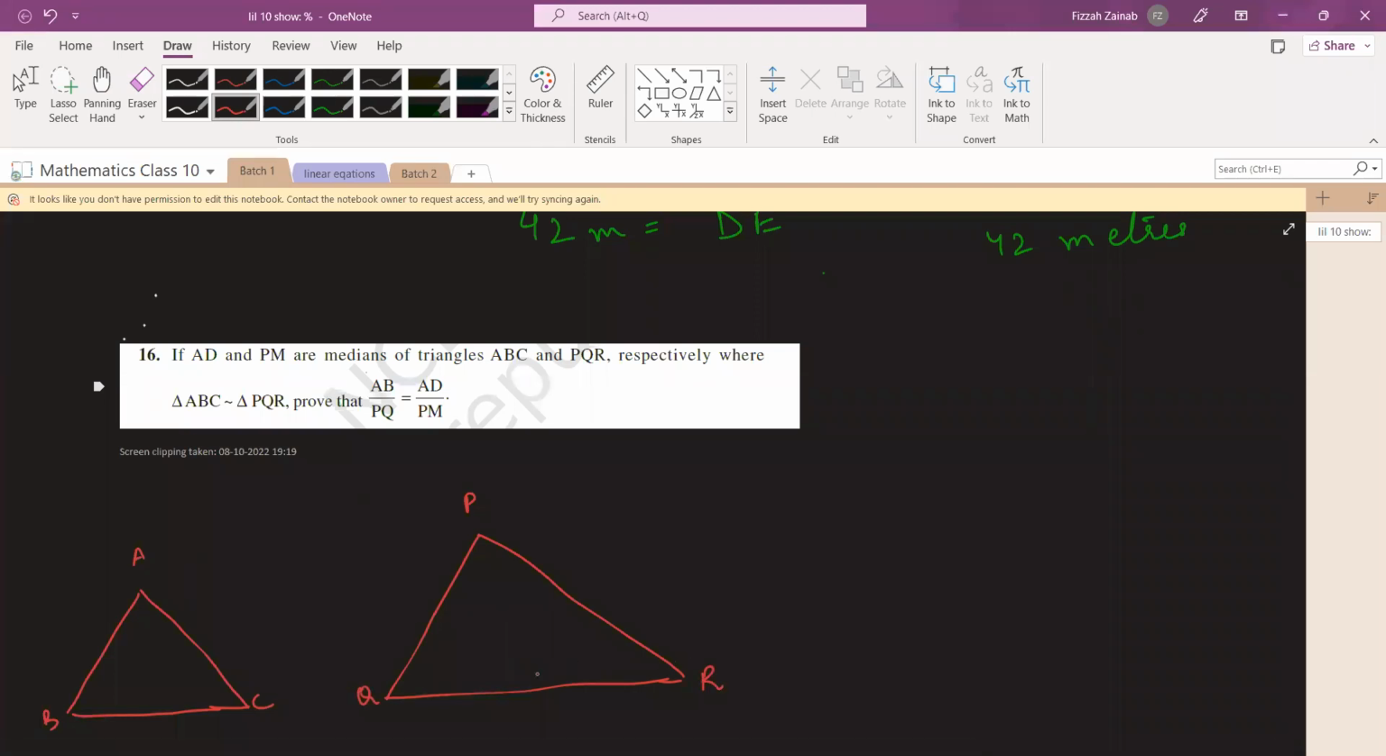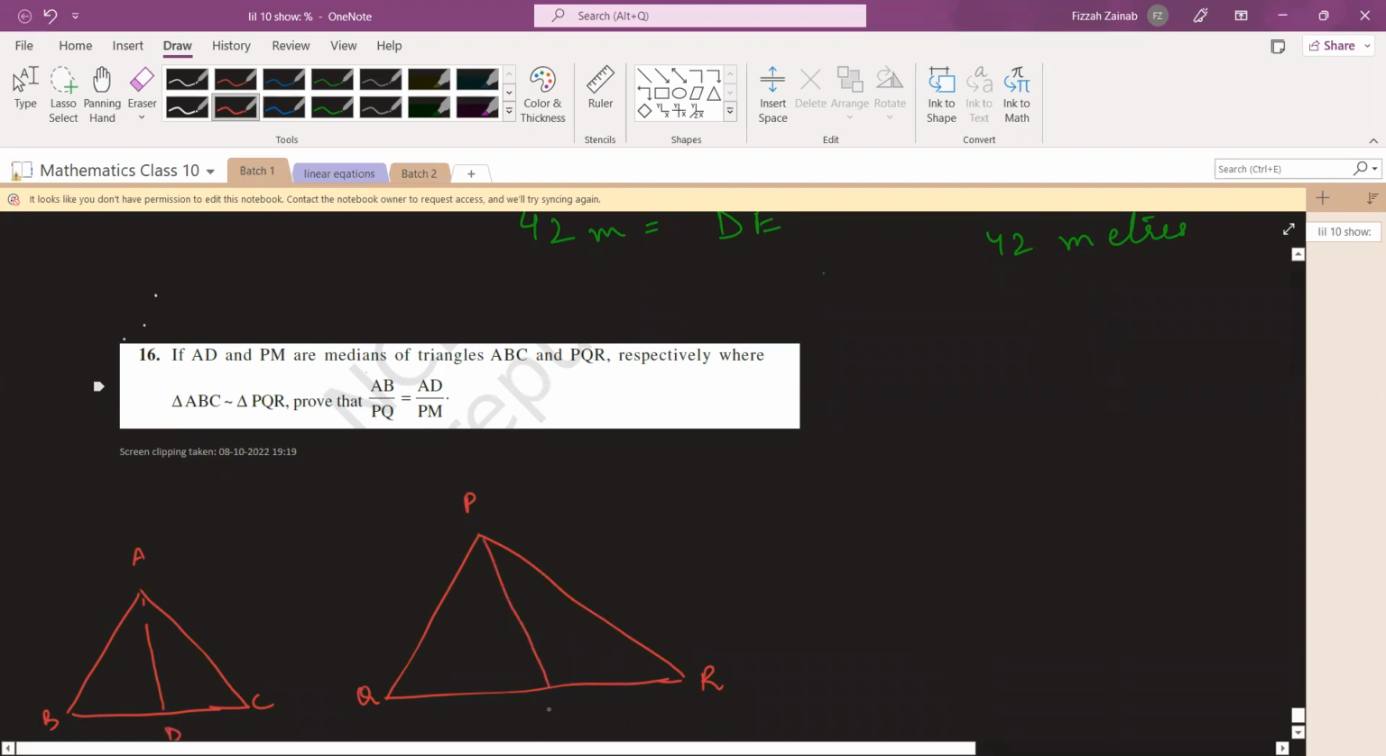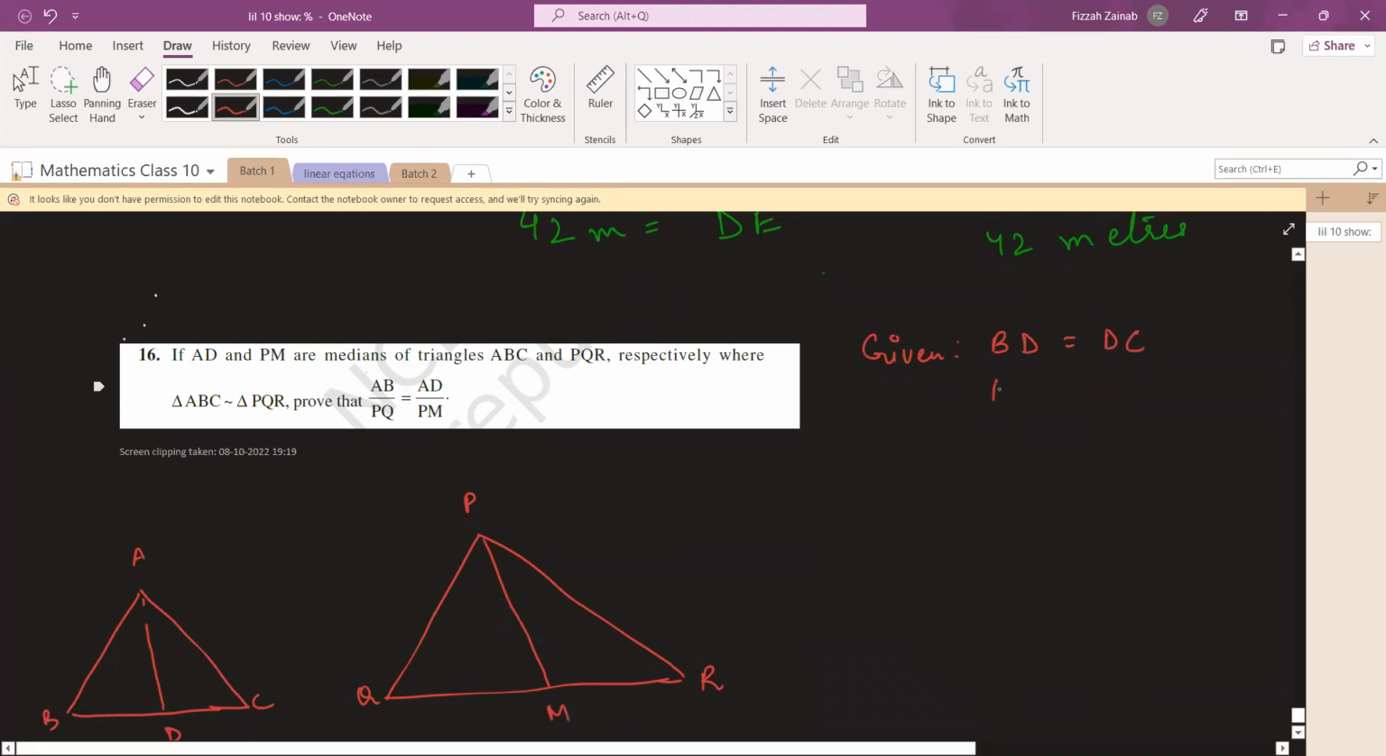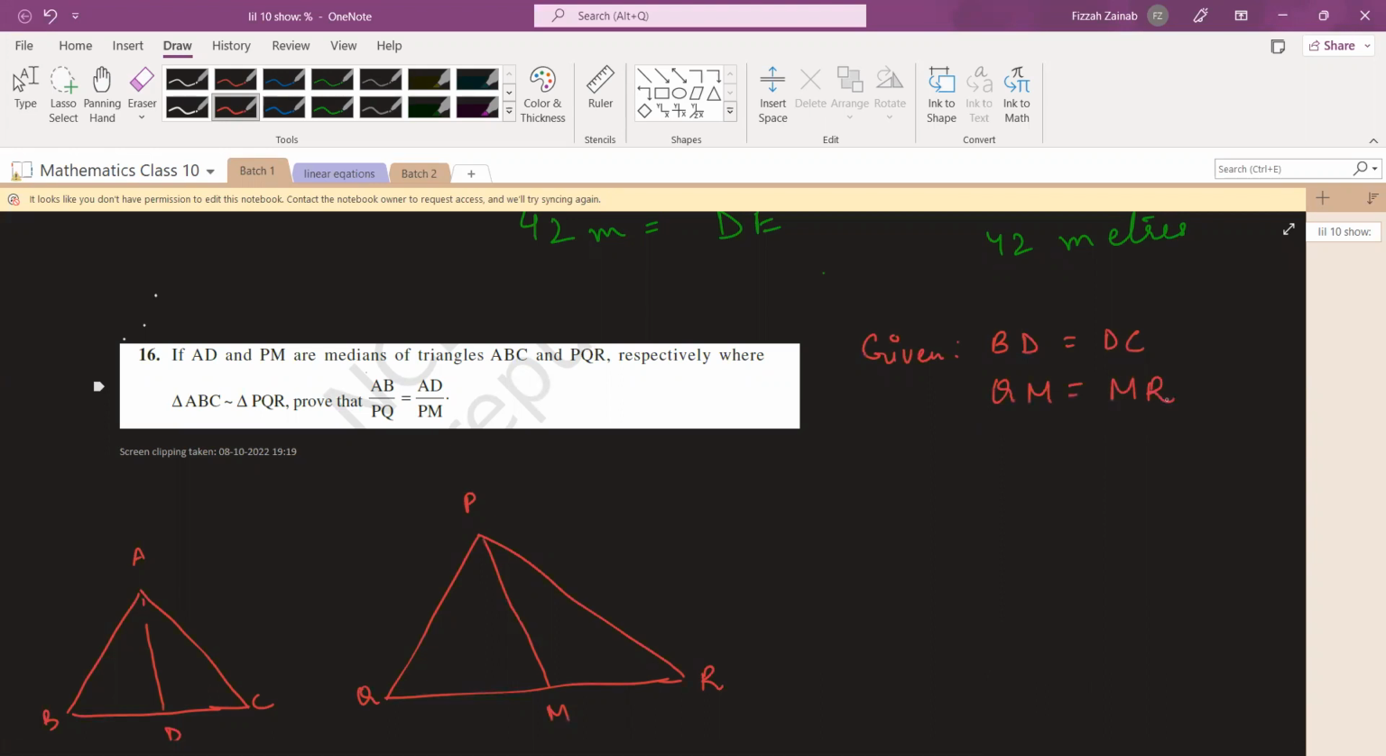Now AD is the median of this, so this is the median AD and the median PM. Median means this thing is given: BD is equal to DC. And PM is the median, therefore QM is equal to MR. This is given. It is also given that triangle ABC is similar to triangle PQR. The full triangle is similar.